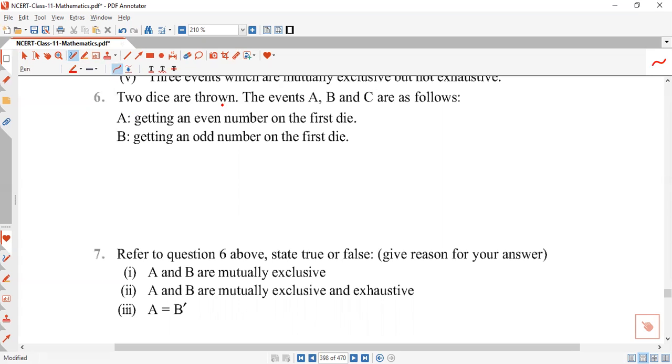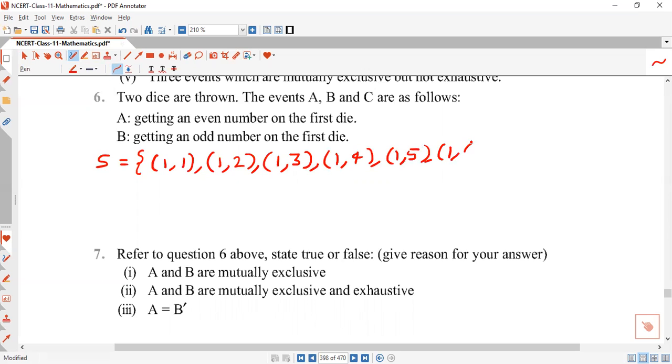Two dice are thrown. The events A, B, and C are as follows. A, getting an even number on the first die. So see, what is the sample space? Two dice are thrown, so there are 36 elements in the sample space. The first die we are getting 1 and second die we are getting 1. First die 1, second die 2. First die 1, second die 3, and so on: 1, 4, 1, 5, 1, 6.